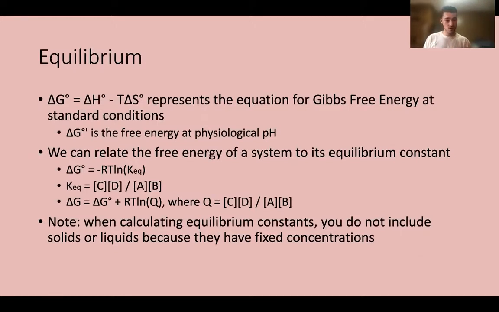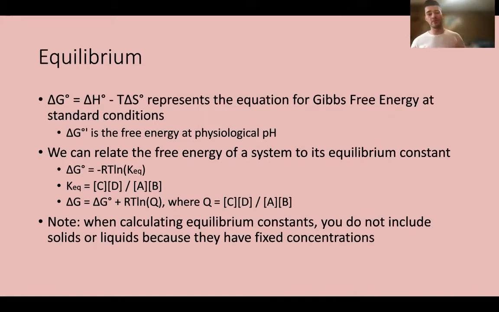KEQ is just the product of the concentrations of the products over the product of the concentrations of the reactants. To be a little bit more correct, there should be subscripts on each of these concentrations. Outside of the bracket, there should be a little EQ, just like there is on the K. But it's the same formula. You would plug in the concentrations of the products and then the concentrations of the reactants to get the equilibrium. So it's basically just the ratio of products to reactants once the system reaches equilibrium.